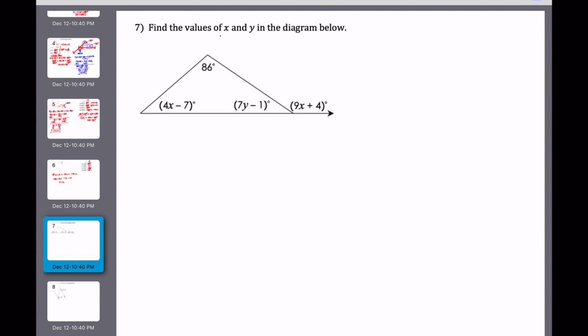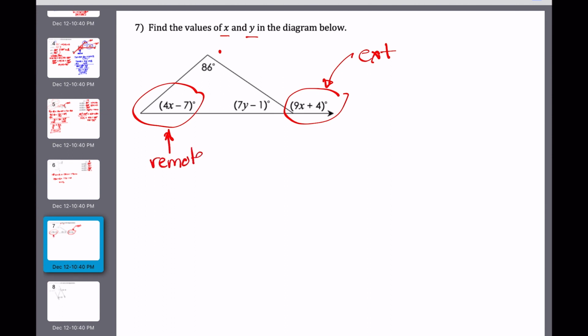So now we have to find the values of x and y. We have two different variables here, and to solve for them, let's look at just the variables that have x in it. And I see that I have an exterior angle, and I have a remote interior angle. But I also need the other remote interior angle, and that is how I would set up my equation. 9x plus 4 is equal to 4x minus 7 plus 86.